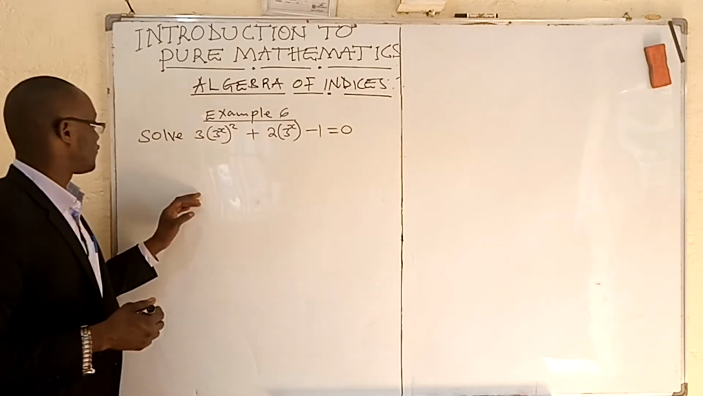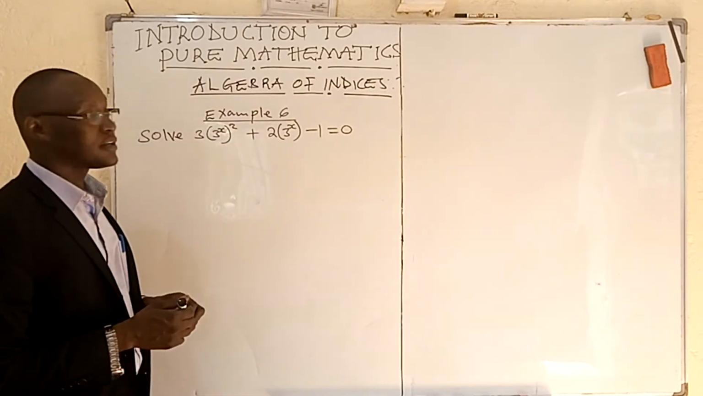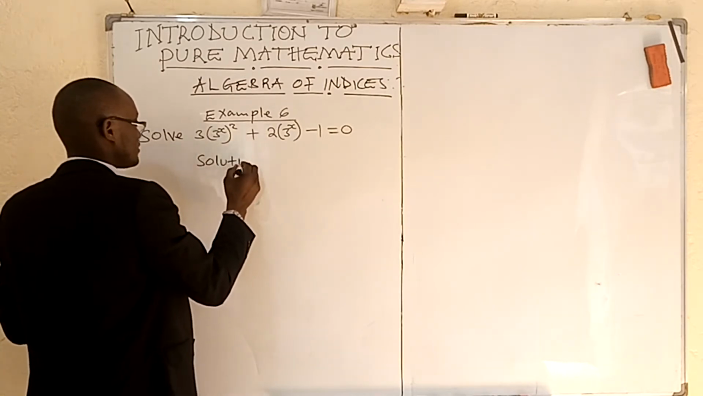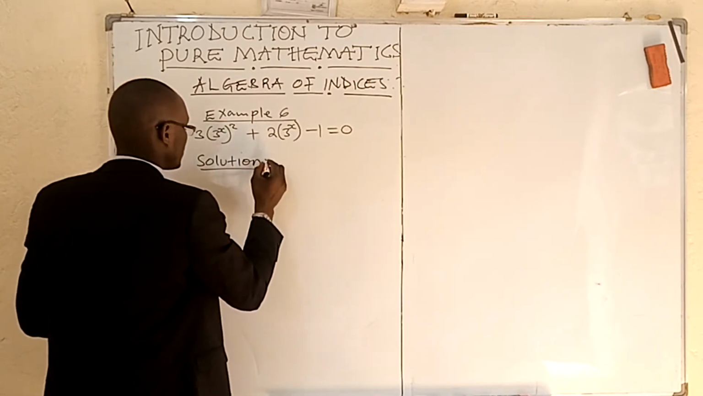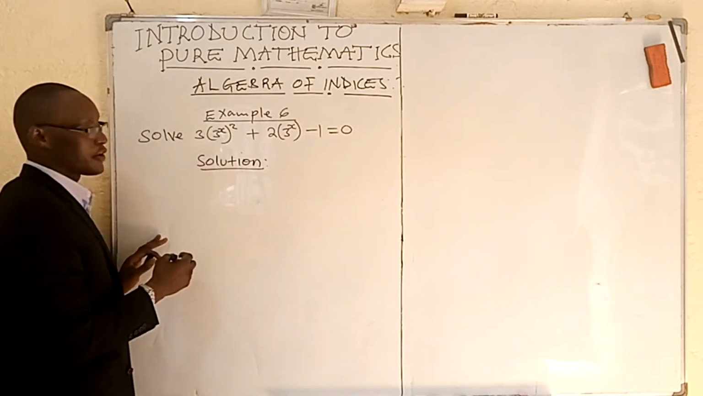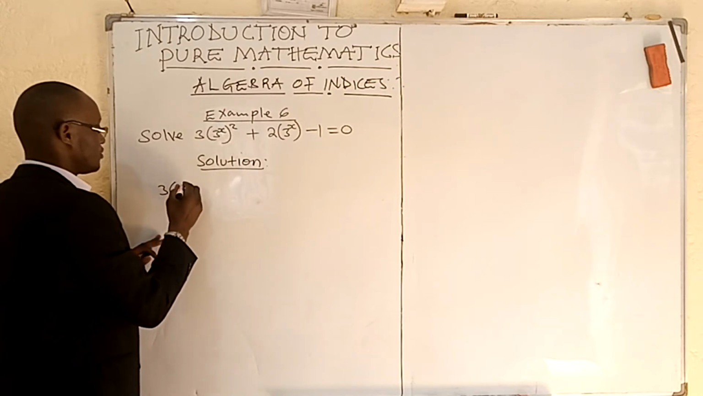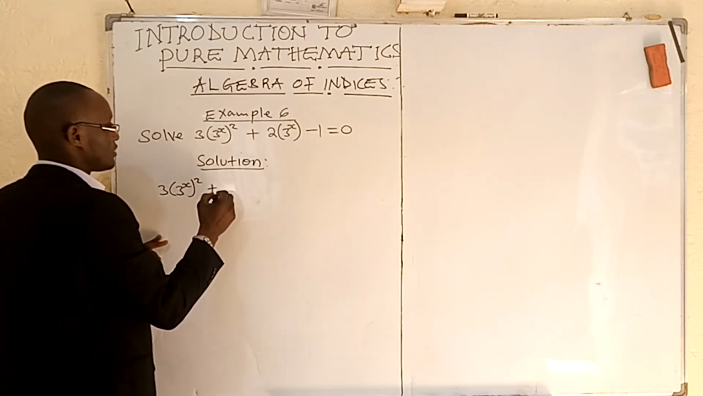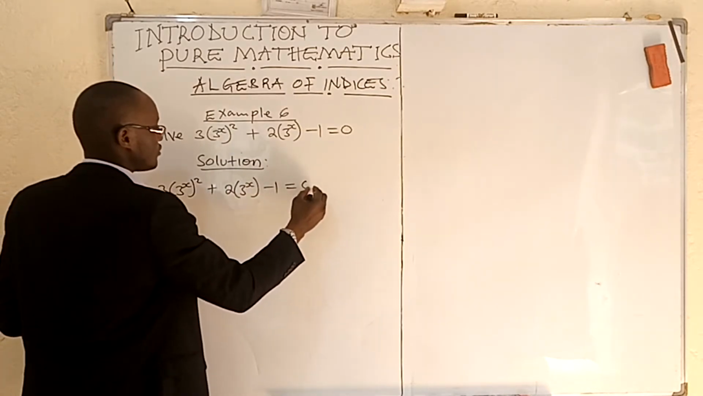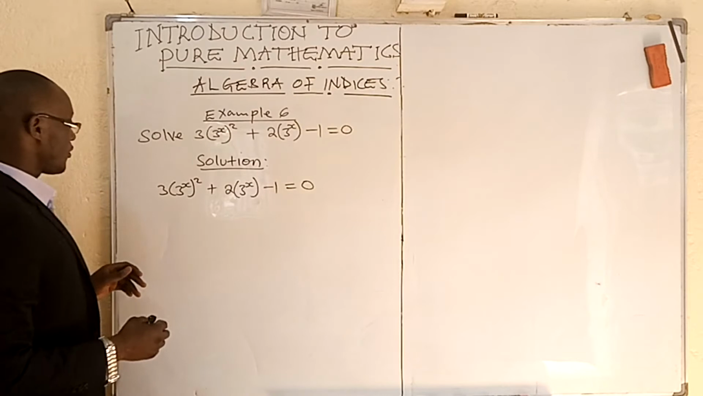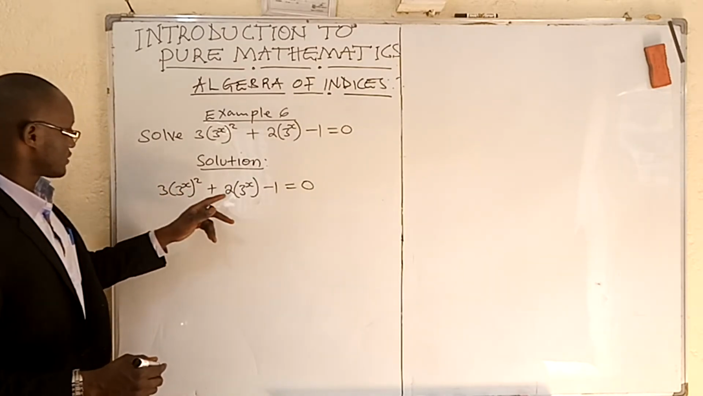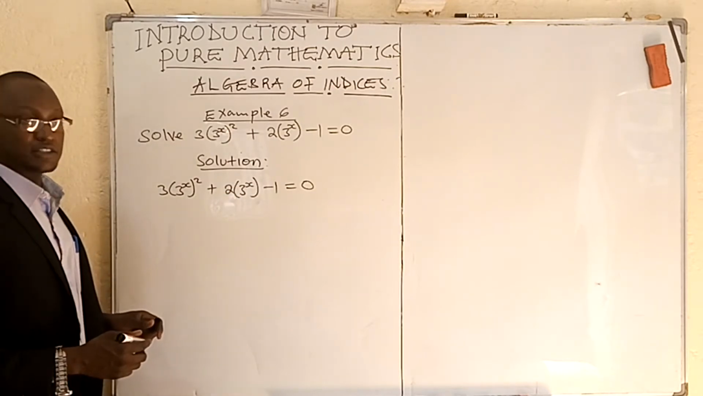So solve. We are solving this equation. So how do we solve? We come and say, Mr. Examiner, sir, this is the solution. So in our solution, we extract the numerical part. That is 3 into 3 power x squared, then plus 2 into 3 power x, minus 1 is equal to 0. However, on observing this equation, 3 power x can be simplified.